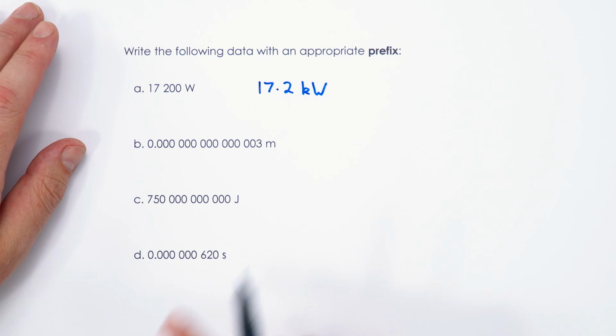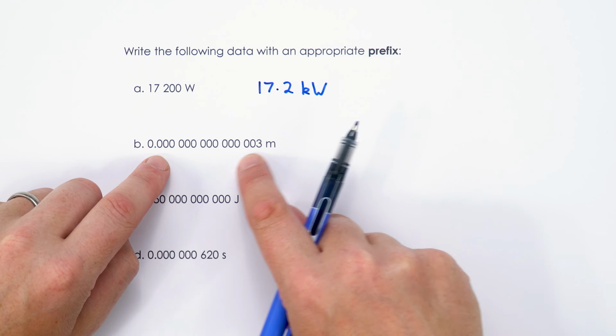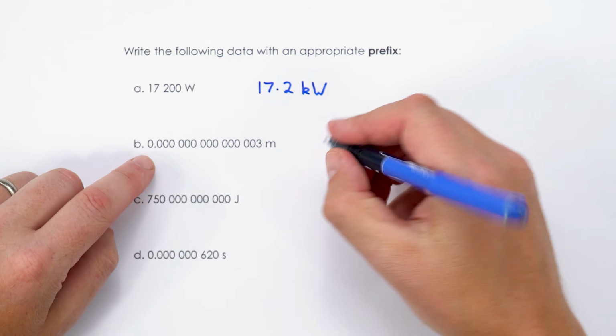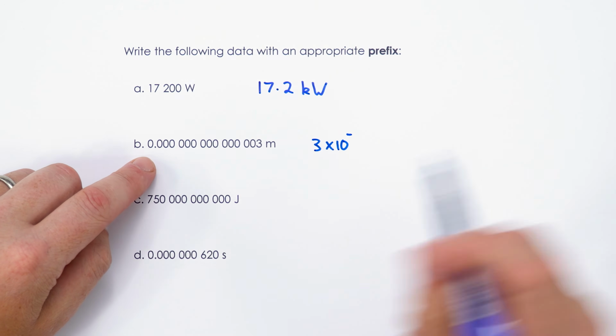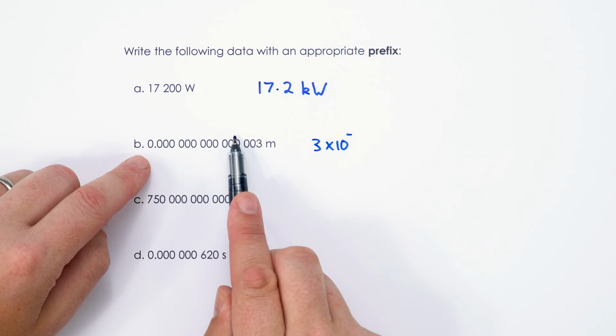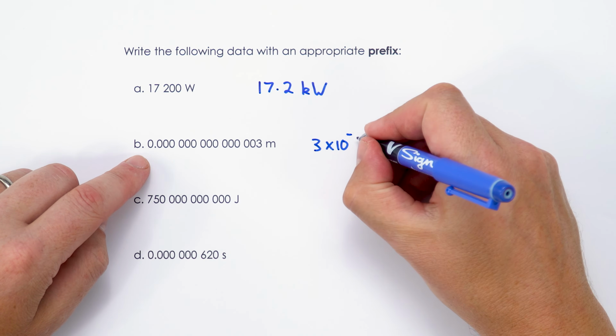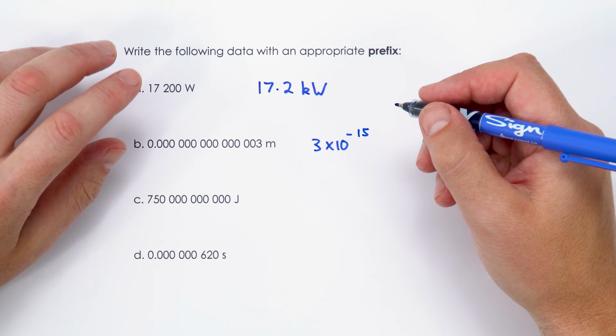For the second one, we've got an incredibly small number. My approach is, first of all, I'm going to write this down in standard form. So this is going to be 3 times 10 to the minus something. And if we have to move the decimal place, it's going to go 3, 6, 9, 12, 15 places to the right. So we can write the number as 3 times 10 to the minus 15.